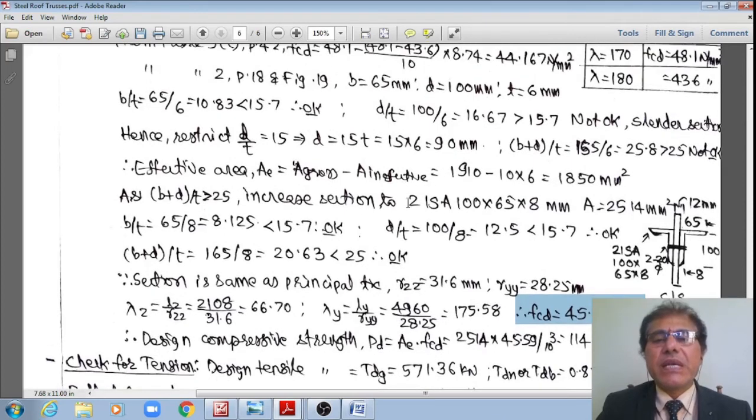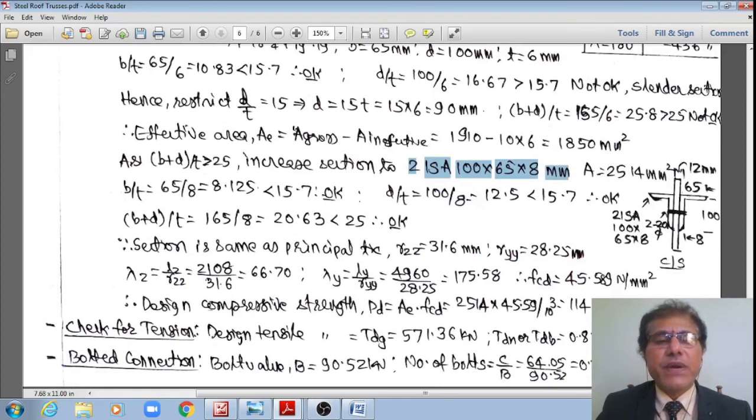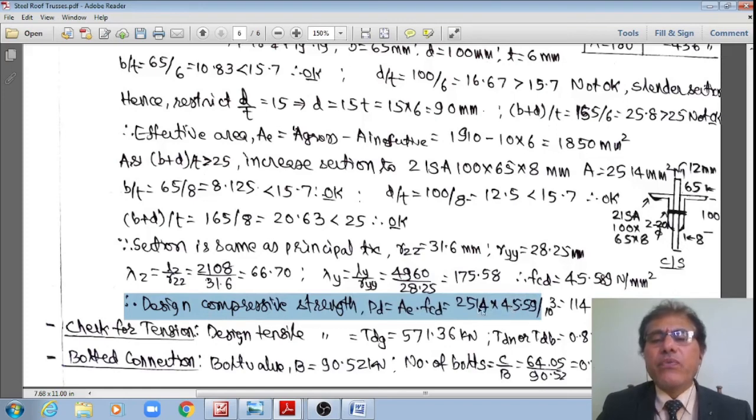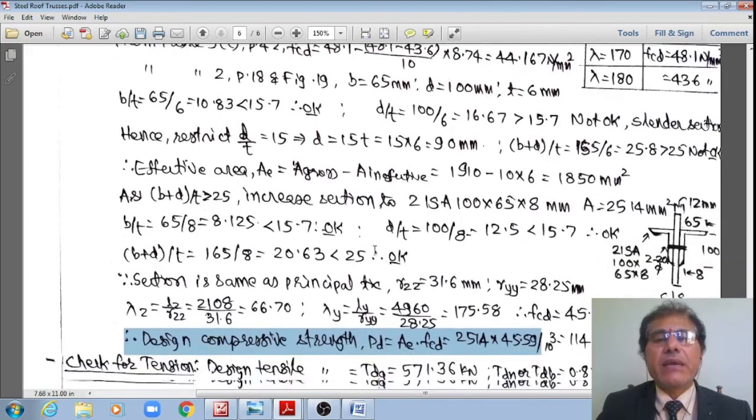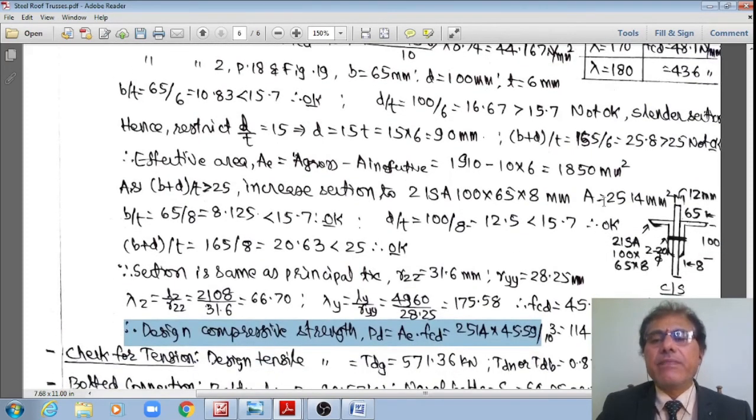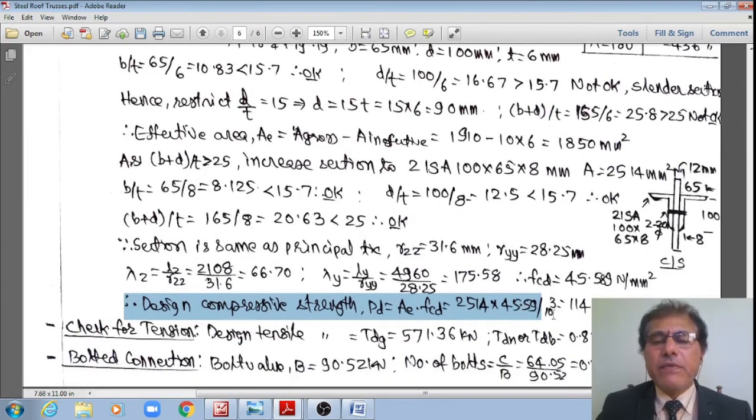Therefore, for this section, 2 ISA 100 by 65 by 8 with this modified section, the design compressive strength Pd is equal to Ae multiplied by fcd: 2514 multiplied by 45.89, divided by 10 to the power 3. Therefore, it can resist up to 114.61 kilonewton.